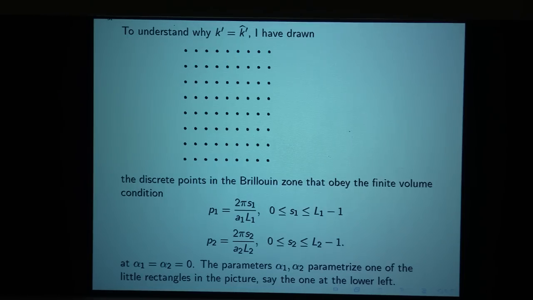This picture is a picture of the Brillouin zone, but the dots are the points that are allowed at finite volume. Now, we also have a rescaled version of the Brillouin zone that is parameterized by the parameters alpha 1 and alpha 2. You can think of alpha 1 and alpha 2 as parameterizing one of the little rectangles. So we've made the big Brillouin zone out of a lot of little rectangles. It has a lot of points that are allowed in finite volume. They divide the big Brillouin zone into a lot of little rectangles. But the macroscopic Brillouin zone analog B hat is actually parameterized by one of these little rectangles.